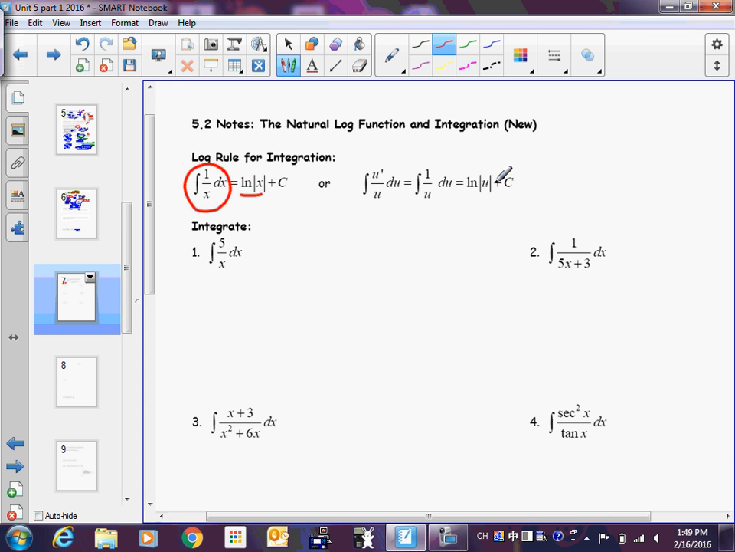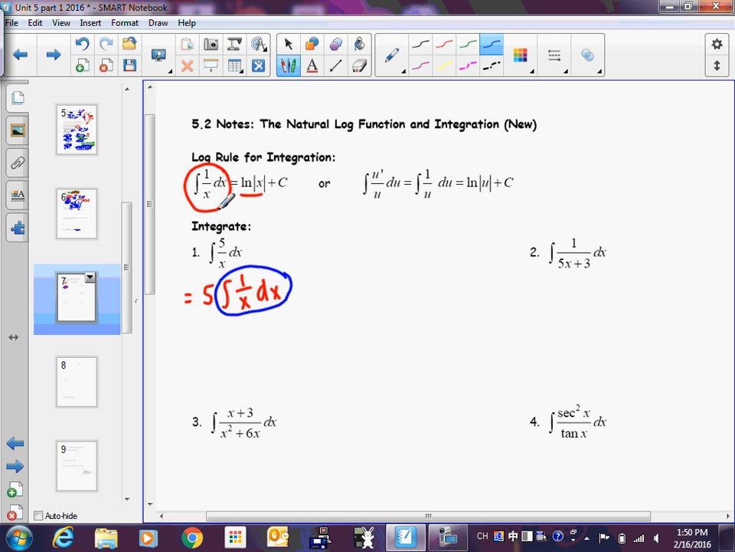So before we get to this more complicated rule, let's just look at number 1. How is number 1 different than the rule? There's a 5. So let's move the 5 out, and let's rewrite it without the 5 inside the integral. We can do that with numbers. We cannot do that with x or trig or anything, but we can do that with 5 or 2 or whatever, or even a negative.